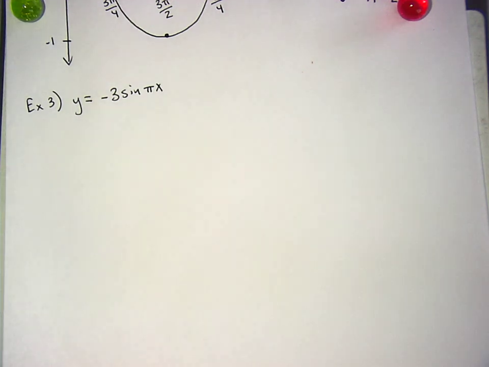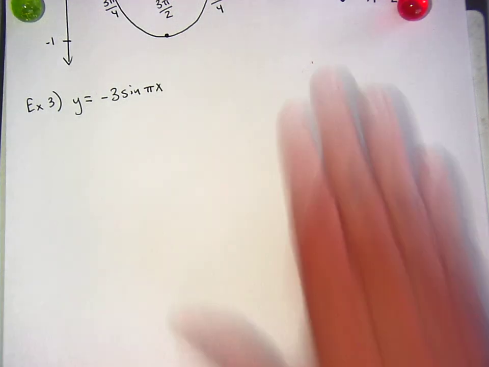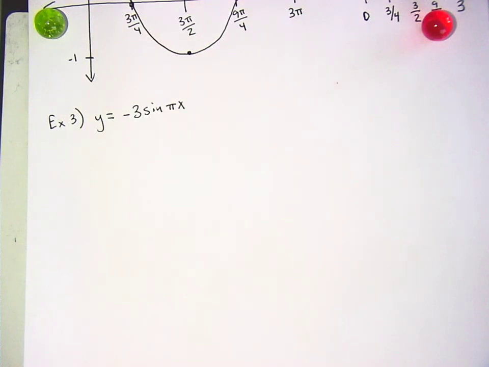Try this one with your partner. Think about the amplitude and the period. Talk to each other now. I do want to talk about one thing really quick. When you're figuring out the period, yes, the pi's can cancel out. Okay, talk to each other.